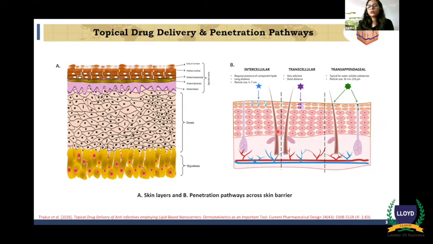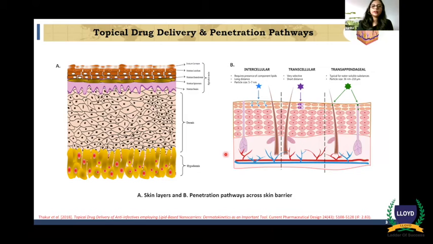While if we talk about transcellular, it involves the movement of the drug molecule across the keratinocyte. In this case also, the molecule has to strike a balance between hydrophilicity as well as lipophilicity to be able to move across the skin. Then we have the transepidermal route, which involves movement through the hair follicles, and a number of water-soluble substances usually take this route in order to navigate their path through the skin.